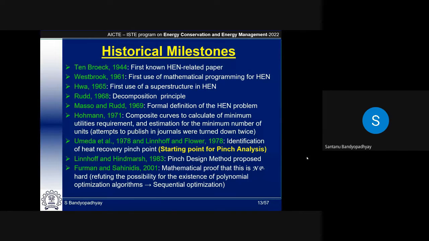And an interesting problem happens in 2001. Professor Shahidehpour and his student Furman published a paper where they mathematically proved that the problem of finding the minimum TAC is an NP-hard problem. So if the number of variables increases, it becomes non-polynomial. It might take a huge amount of time, and especially industrial problems will be very difficult to solve through mathematical optimization. Then basically we have to go for a sequential optimization. That means we have to look to Professor Rudd's decomposition principle.